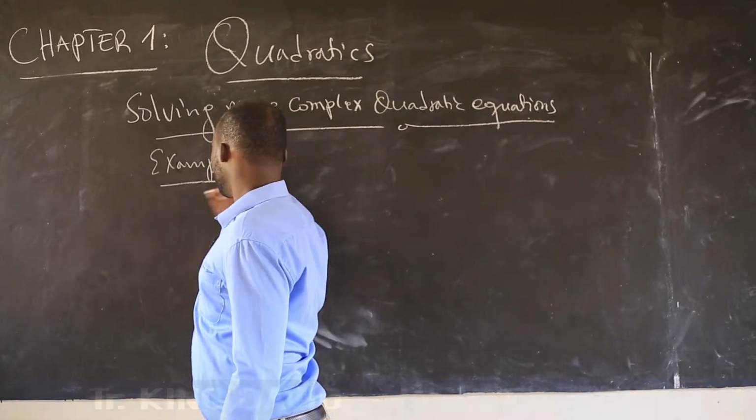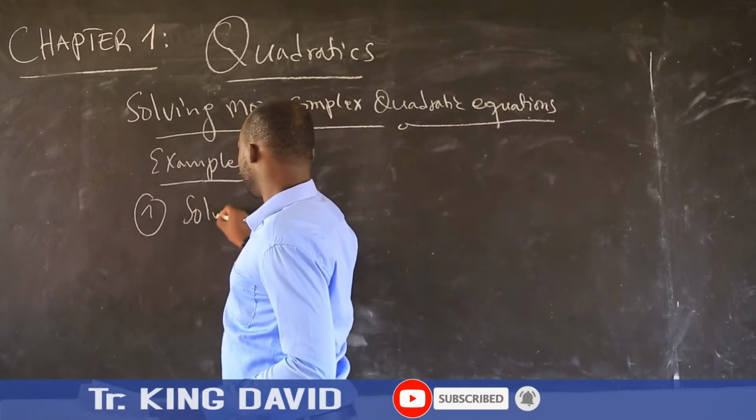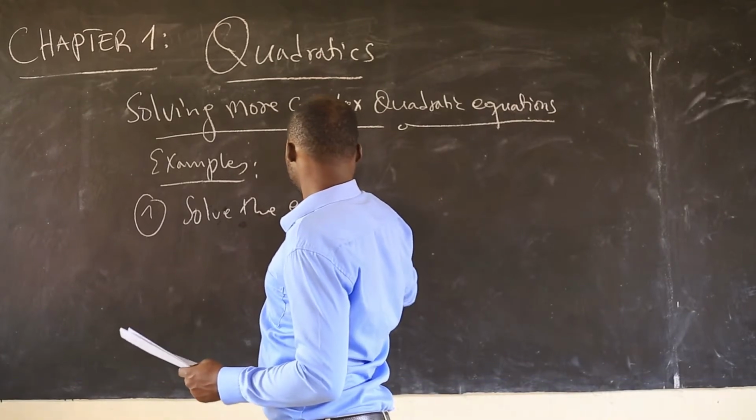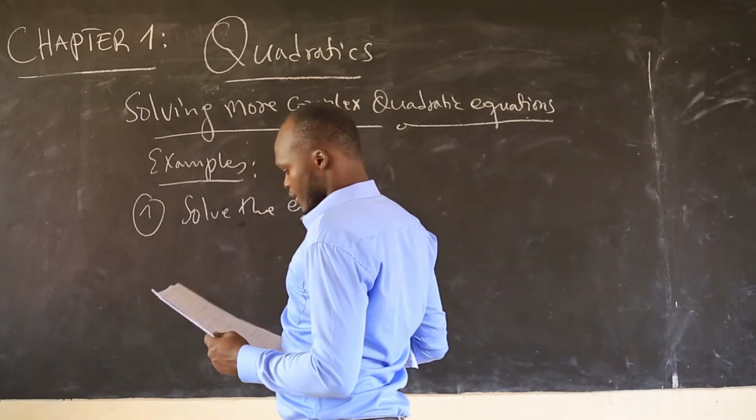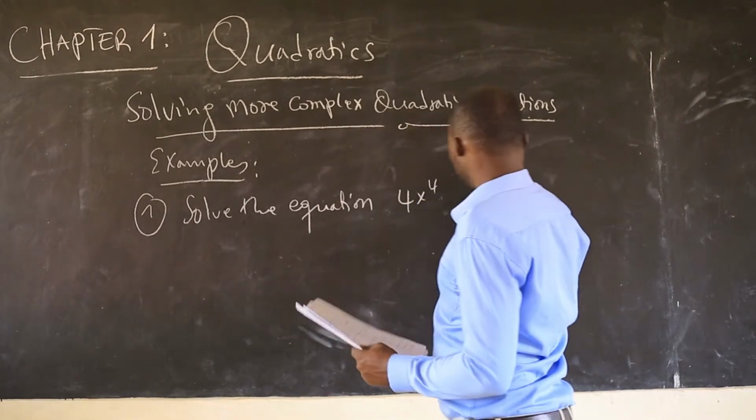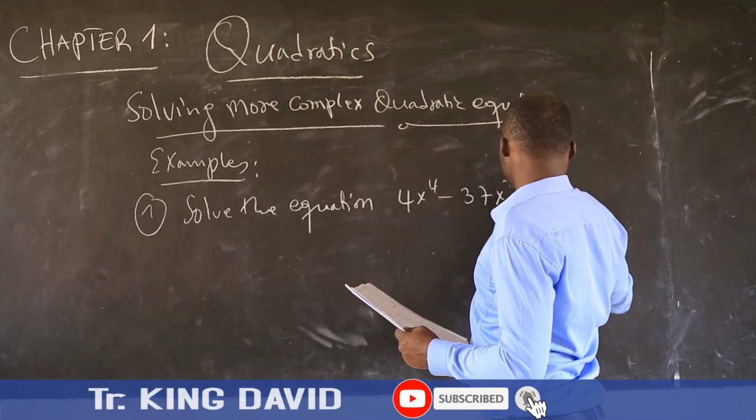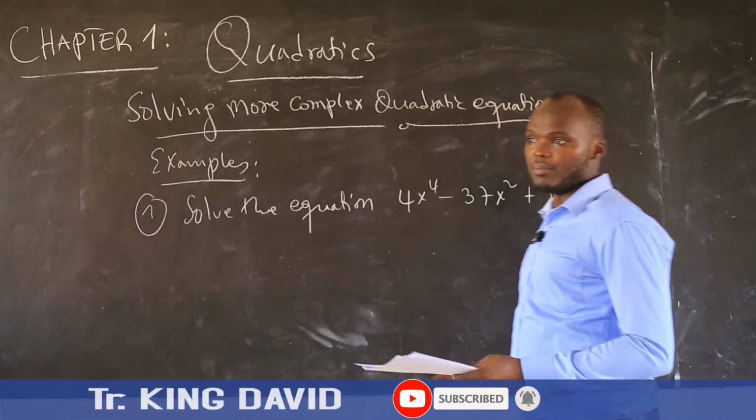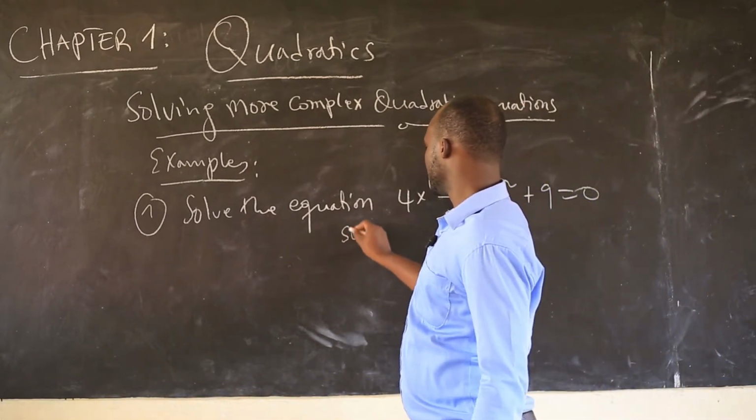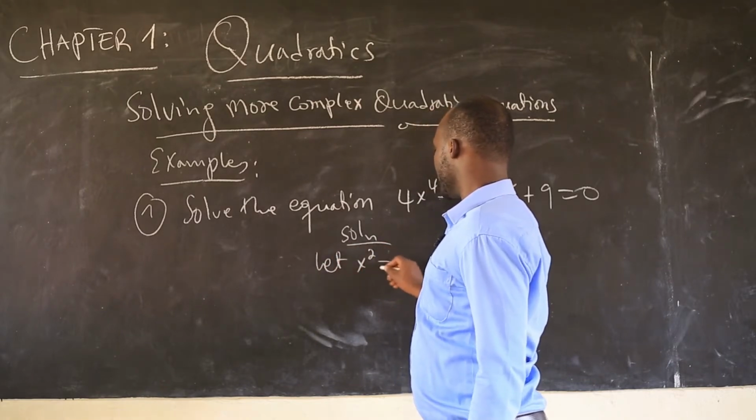Examples. Number one, we have: solve the equation 4x^4 minus 37x^2 plus 9 equals 0. This we call a biquadratic equation. So what we do when we are solving, we just let x squared be y.